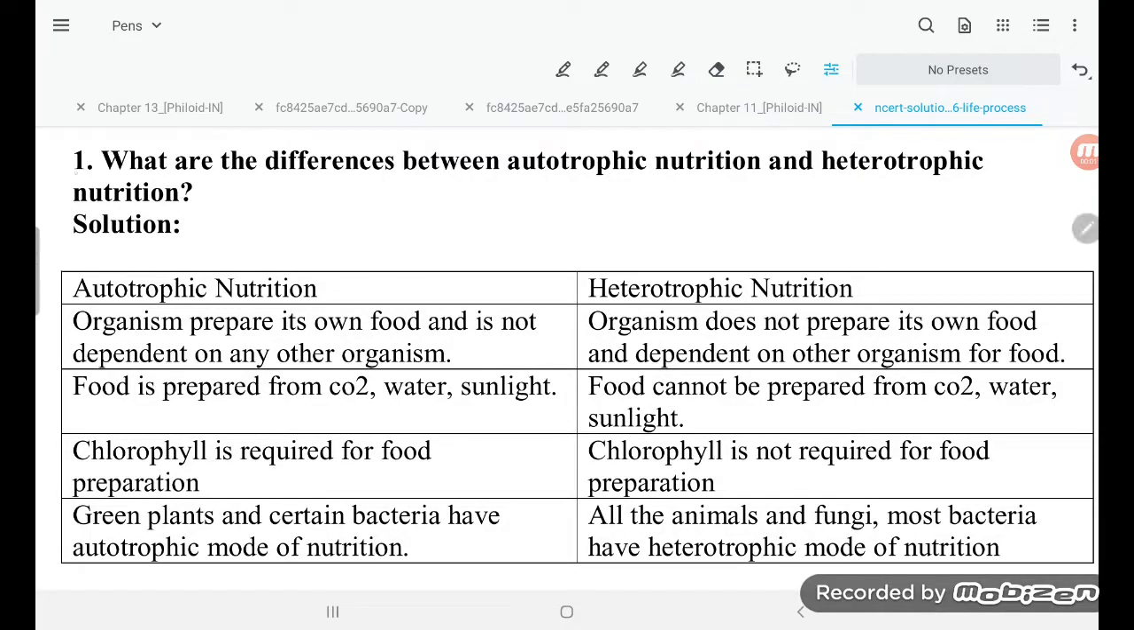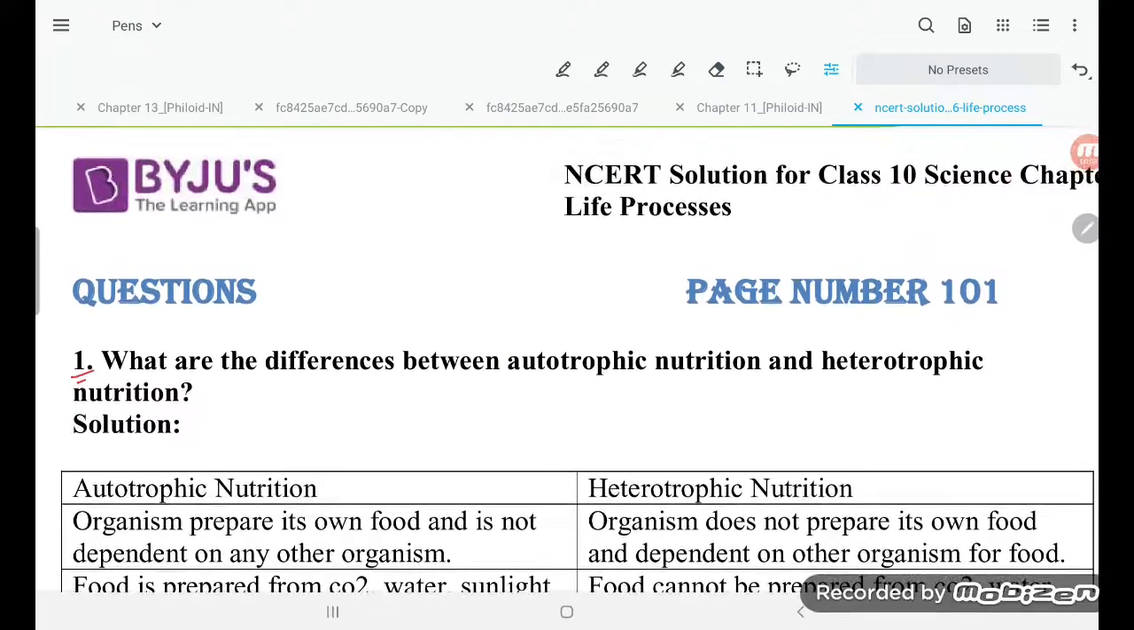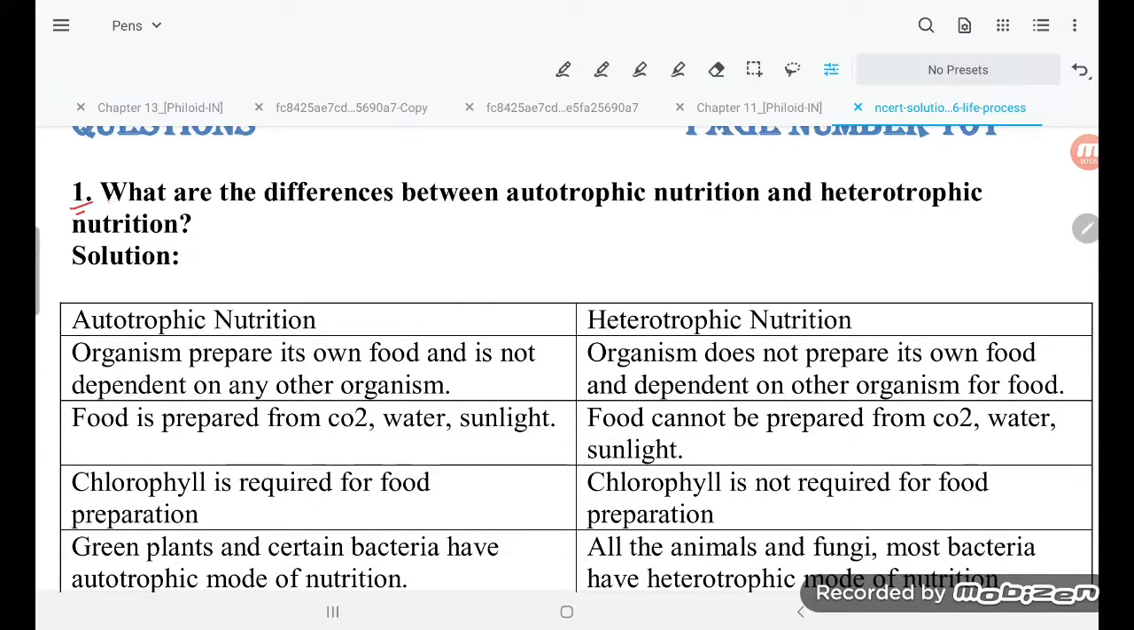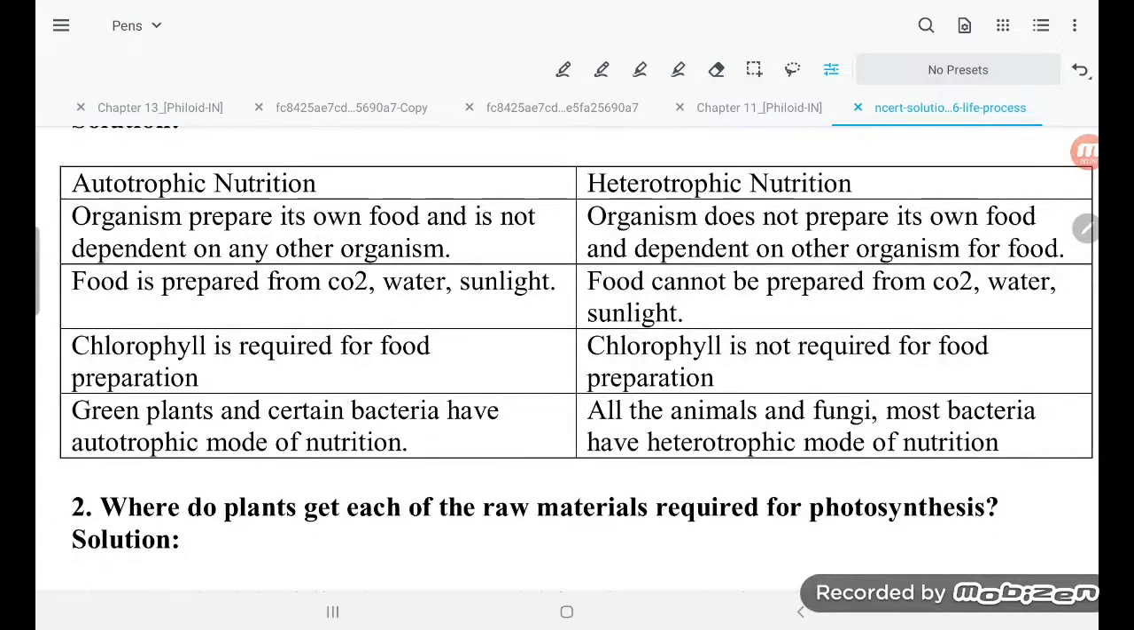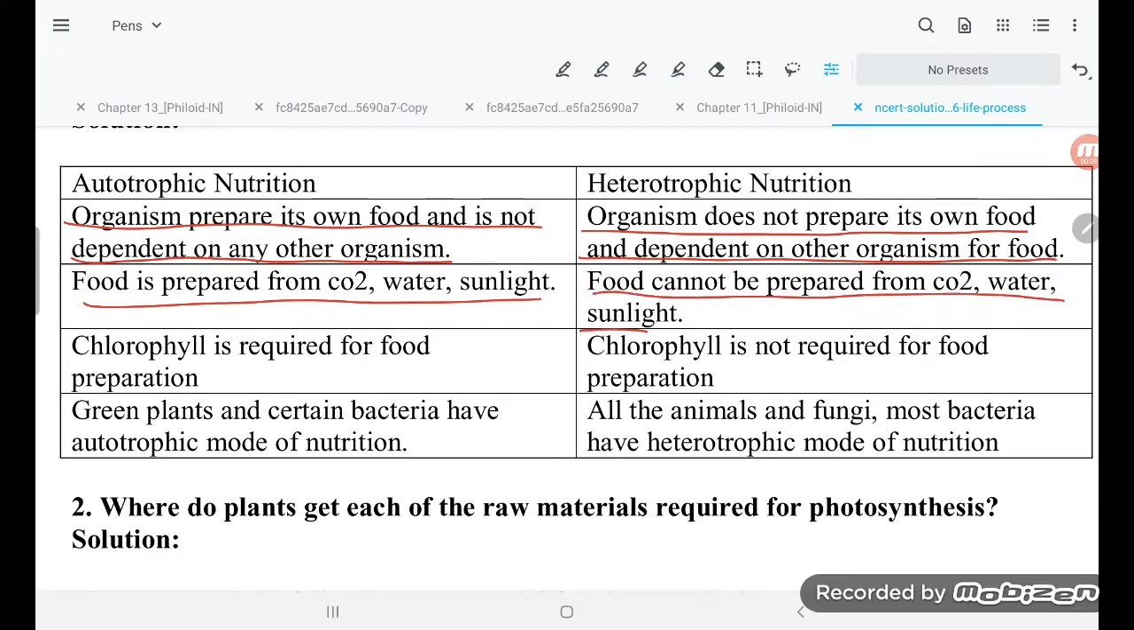Hello students, let us try to understand one more question here, that is, what are the differences between autotrophic nutrition and heterotrophic nutrition. An organism that prepares its own food and is not dependent on any other organism is autotrophic. An organism that does not prepare its own food and depends on other organisms for food is heterotrophic. In autotrophs, food is prepared from CO2, water and sunlight. In heterotrophs, food cannot be prepared from CO2, water and sunlight.